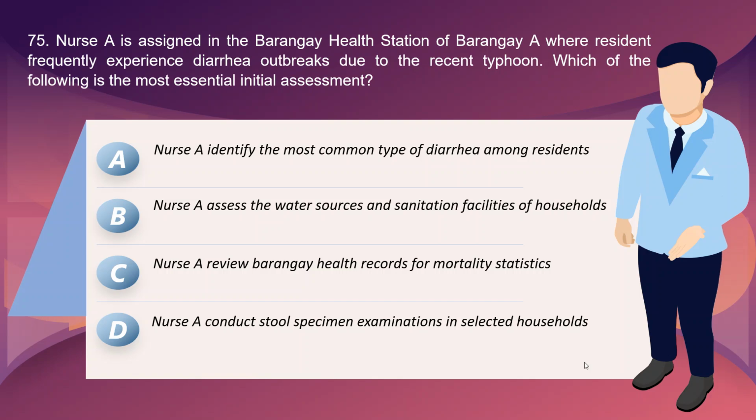So assessing these factors is more critical than focusing only on disease type or specific lab tests. So number 75, the best answer is letter B. Because on letter A, the most common type of diarrhea is done after the assessment. Then we talk about letter C, review of records. That is done once you have actually identified the sources of water. And then after the assessment, you proceed with stool specimen collection. Number 75 is B.